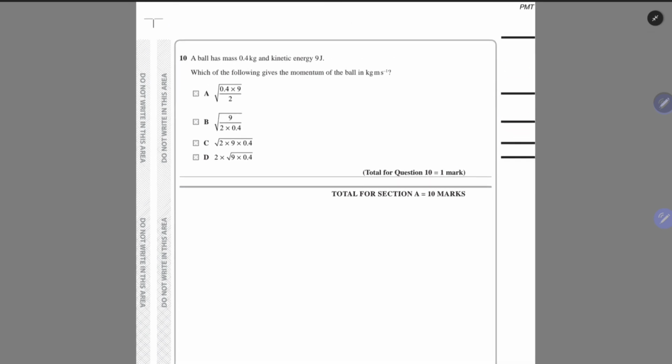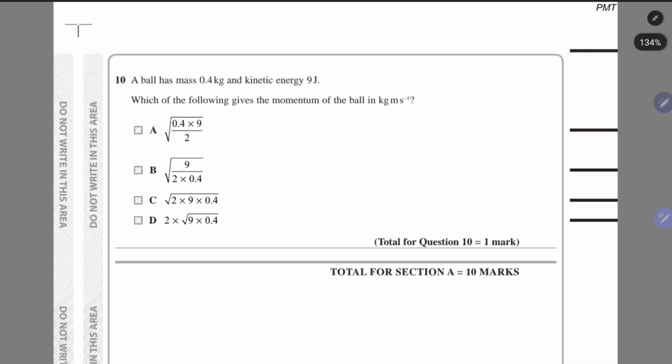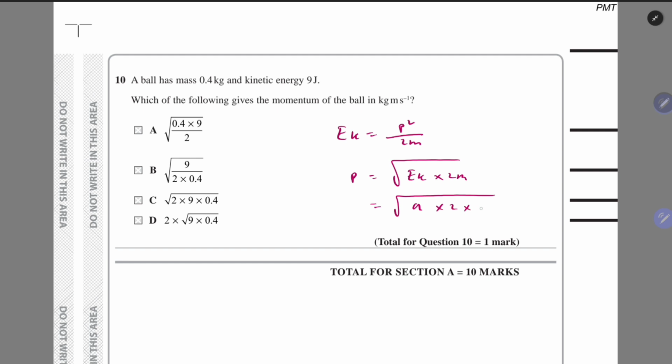Okay, now next one, number 10. A ball has mass of 0.4 kg and kinetic energy 9. Which of the following gives the momentum of the ball in kg meter per second? We are just going to use a simple formula here. Ek equal to p squared by 2m. We need to find p. p equals square root of Ek into 2m. Ek is 9 into 2 into 0.4. Oh, we do not know the answer, which is our option C.